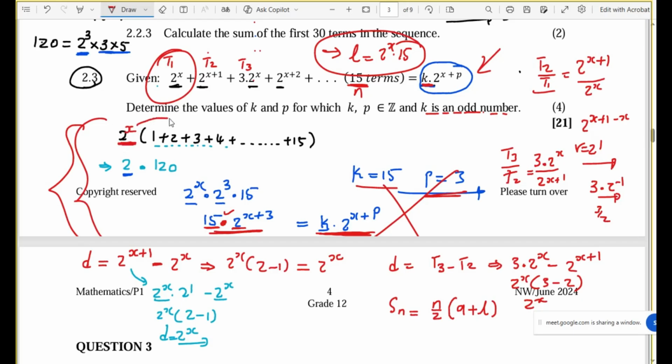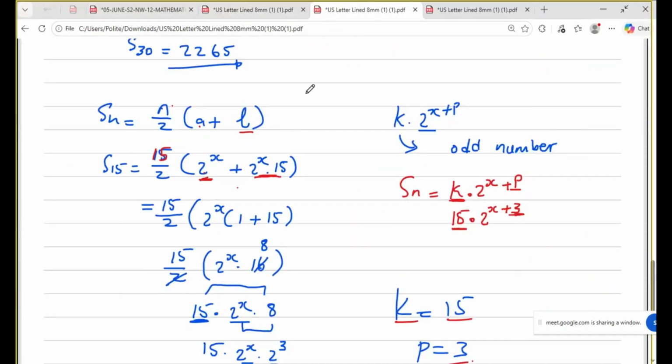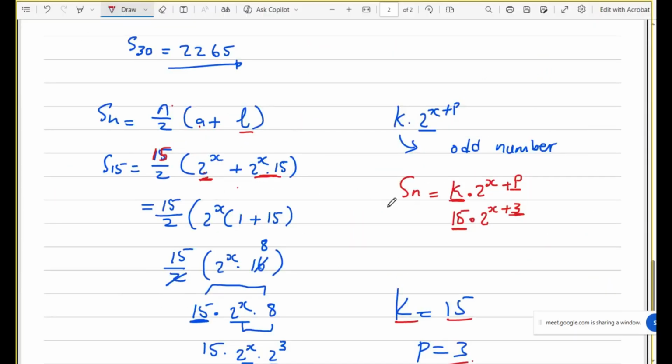So now, I can multiply this 2 to the x by 15 to get the last term. So the last term is 2 to the x times 15. Do you understand now? Yes. The last term is not 15 because remember, we had 2 to the x out as a common factor. So the last term is 2 to the x times 15.